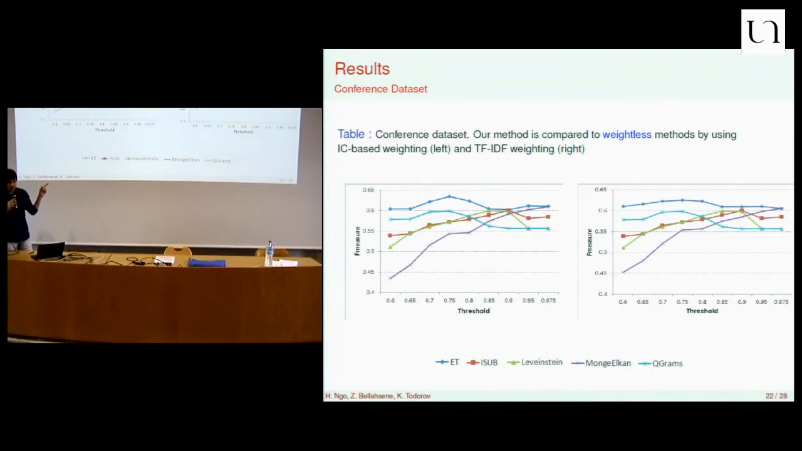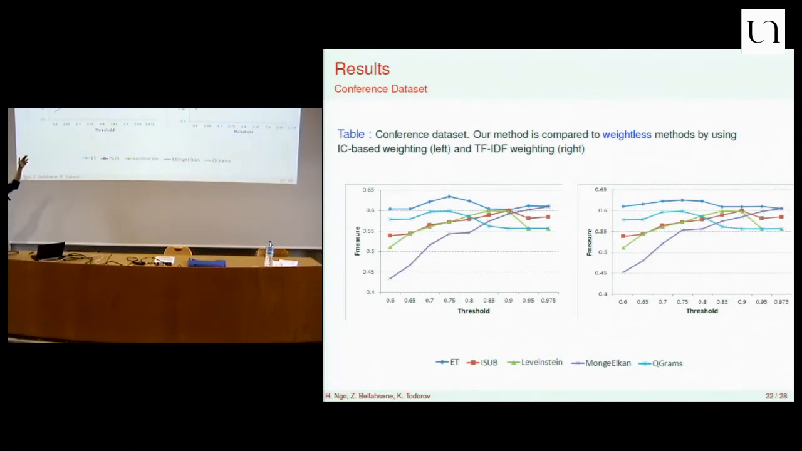And here we have compared our method to weightless methods. So the other measures that you see here do not use weights in the similarity computation, whereas ours does. And the diagram on the left represents the results when we have used as an internal weighting function the IC-based measure, so the information content-based measure that we have introduced. And on the right, you see the same result, but this time using the TF-IDF weighting function. So as you can see in blue, the curve on top corresponds to the F measure which has been computed for each of the thresholds of our method.